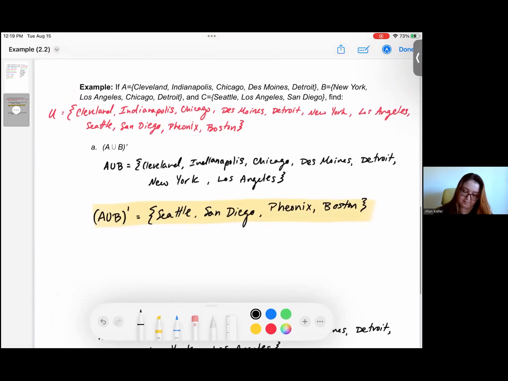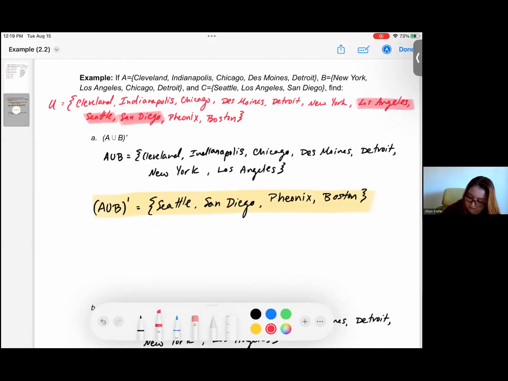And then we'll go back up to the top. We said C was Seattle, Los Angeles, San Diego. C complement is going to be everything in the universal set except for what is in C. So we can't have Seattle, we can't have San Diego, we can't have Los Angeles. That means C complement is going to be Cleveland, Indianapolis, Chicago, Des Moines, Detroit, New York, Phoenix, and Boston. Quite the list. So let's go ahead and write that.